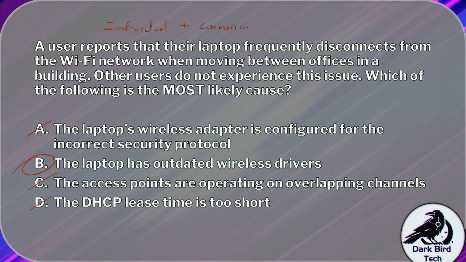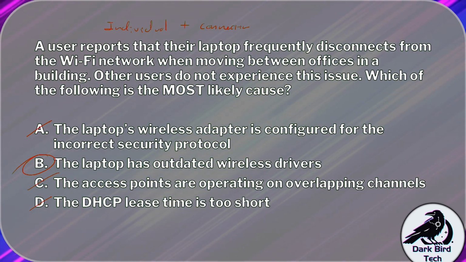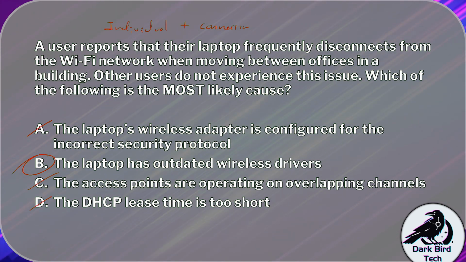But then it would be affecting multiple users, not just one. And then same for the DHCP server. If the lease duration is too short, it would screw over all the users, not just one. So the option that best matches the conditions and the symptoms is option B. Although it could be something else, I would be more inclined to go with, yeah, maybe it needs some updates before I start messing around with entire network configurations.